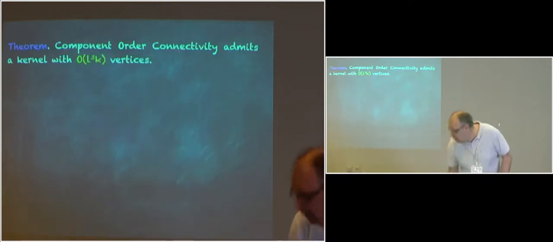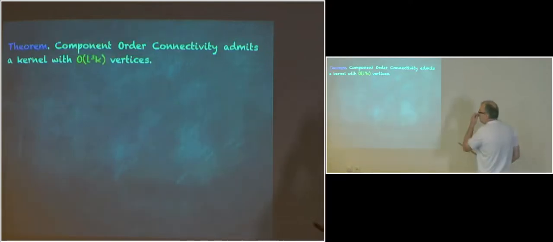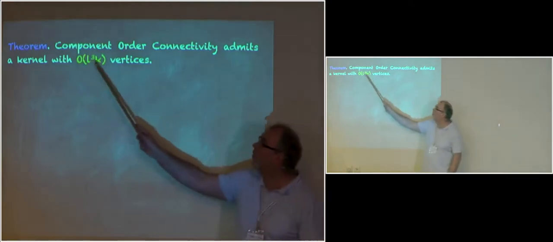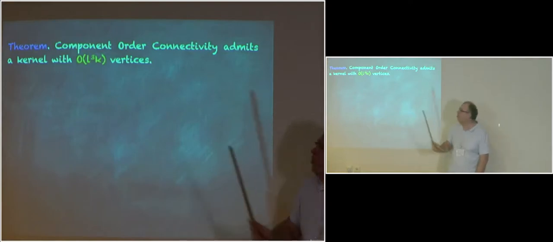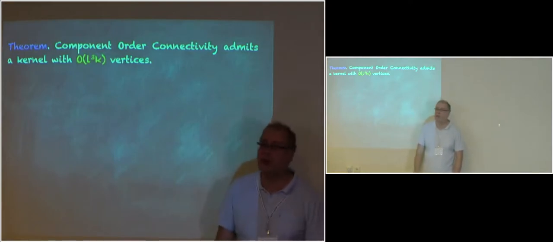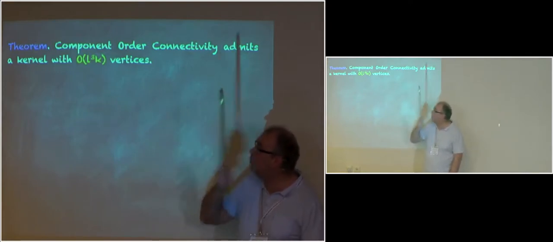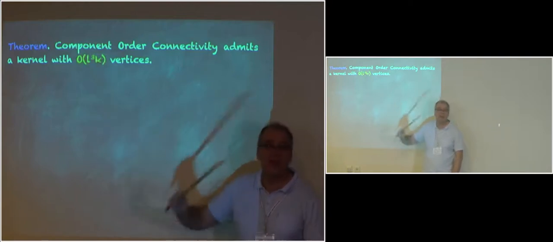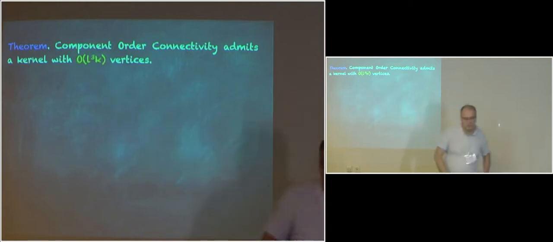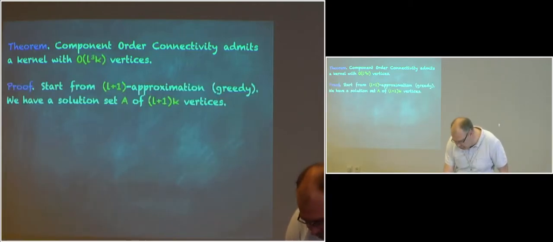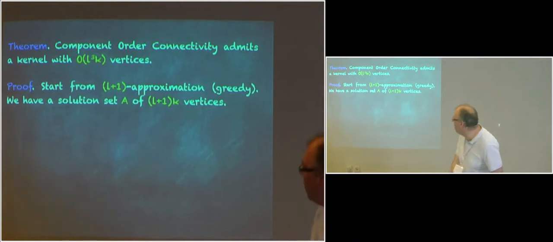I will give a kernel of size L cubed times k. This is not an optimal kernel. With slightly more advanced arguments, we can build an L squared times k kernel, and with a little bit more work, L times k. But I will give only the L cubed kernel. So what does the kernel look like?